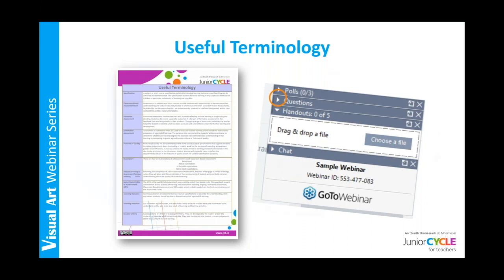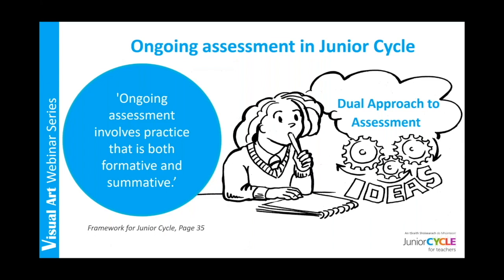One of the key features of Junior Cycle is the dual approach to assessment. It is formative in that it supports teaching and learning and allows us to give feedback both during and after the process. It is summative in that we award descriptors based on the features of quality.